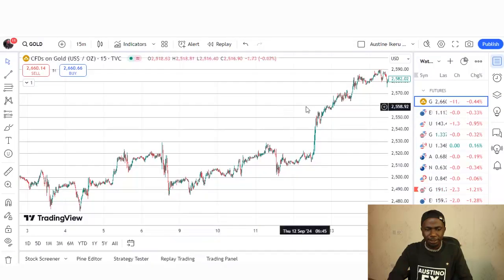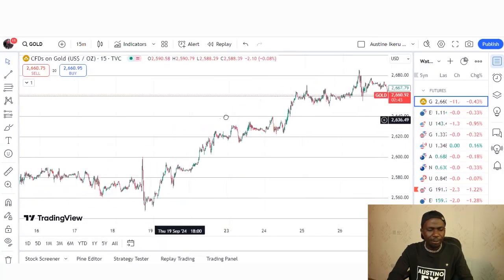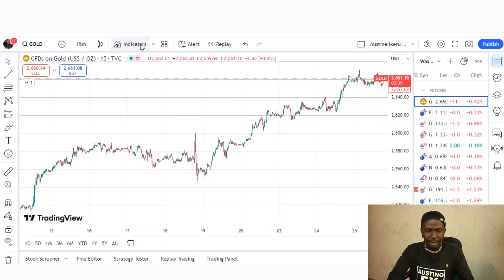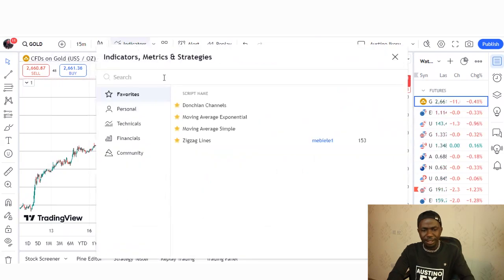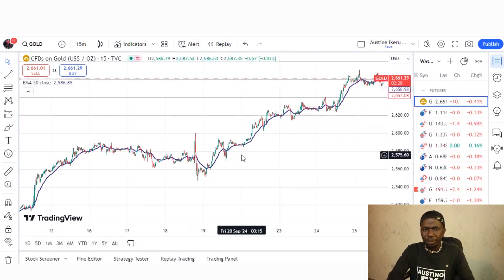So let me give you an example. So this is the chart. We're still on gold. This is the chart on gold. So if you want to trade the moving average, the first thing you have to do is to go to the indicator and then search for moving average exponential. And this is it. You double click on it. But for the fact I have it, I'll just open it. So this is it, right? So this is what I call the moving average, right?